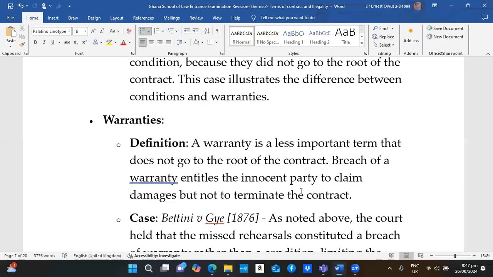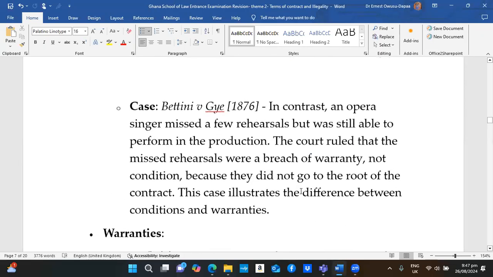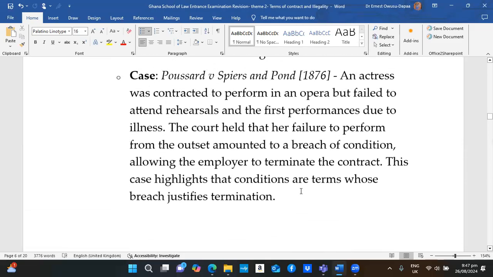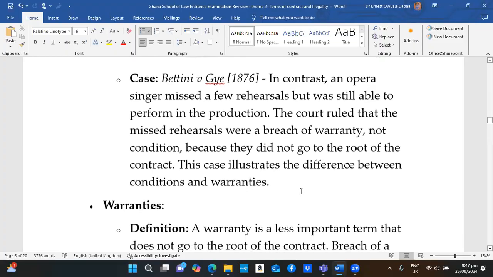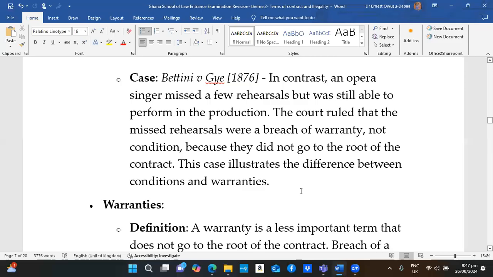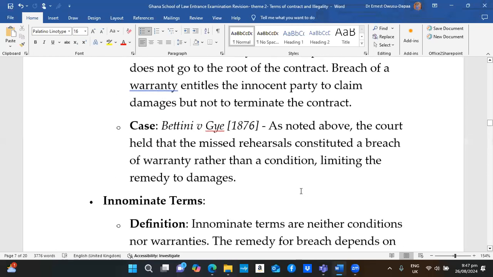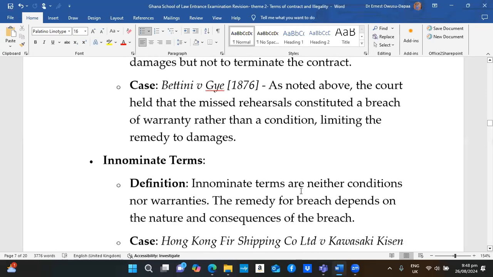And thirdly, if the defaulting party should demand what we call specific performance, assuming it's a type of contract where you can demand specific performance, then the innocent party can put up the breach as a defense to any counterclaim or any action for specific performance. And of course, then you cite the contrasting cases of Poussard and Spiers on one hand, and then Bettini and Gye on the other hand. But you know these cases already. You have a limited time, so let me not belabor them.